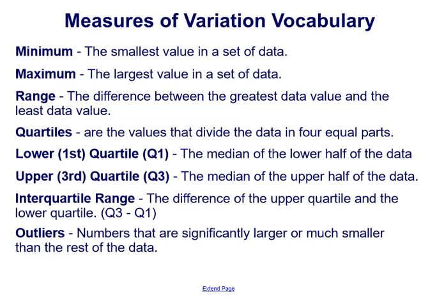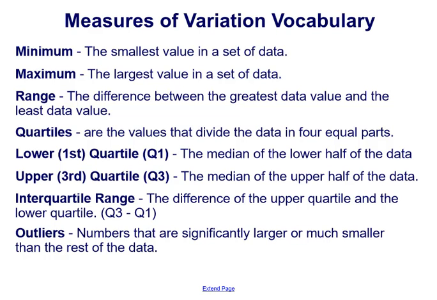Maximum is the largest value in a set of data. It's the opposite of the minimum. It's the highest value in the set of data. Then you have the range, which takes the difference between the greatest data value and the least data value. So it's the difference between your maximum and minimum.